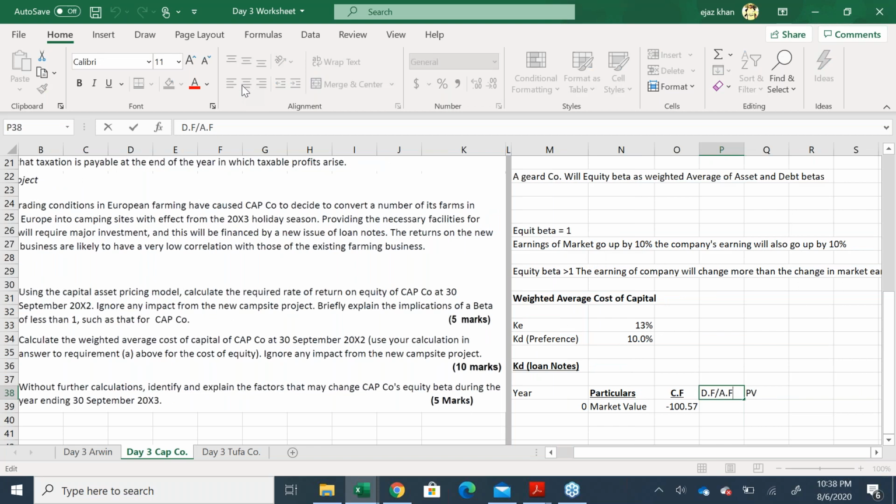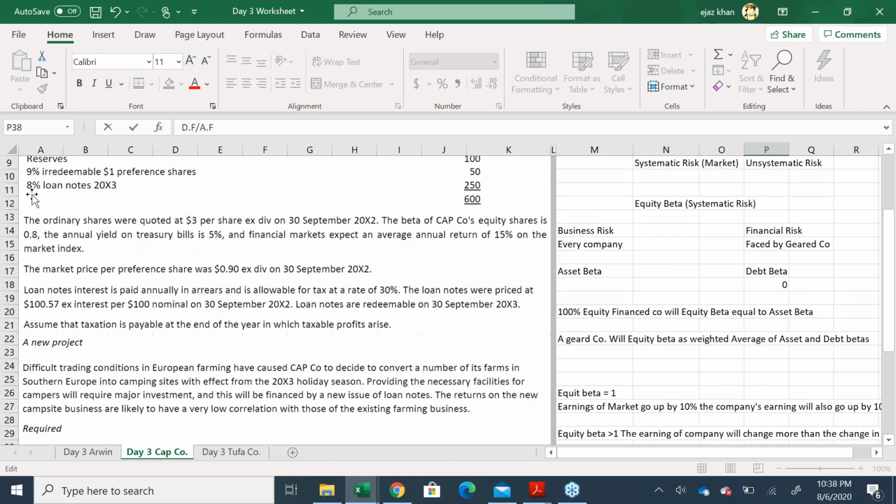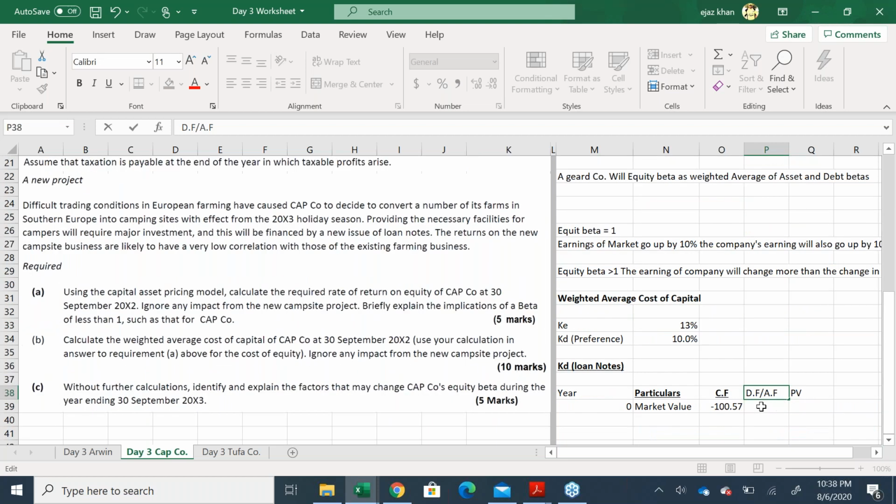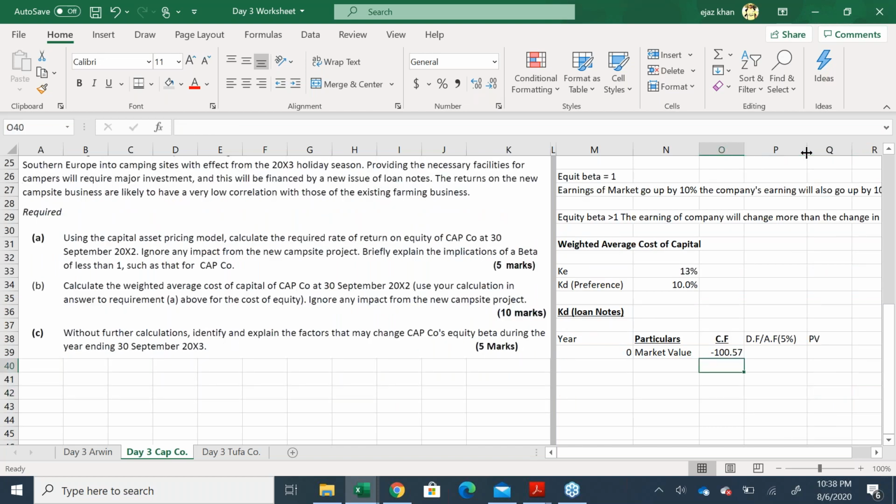Now for IRR, we need to assume two rates. And my suggestion to all of you is always assume one rate lower than the interest rate, that is 8%, and one rate should be higher than this 8%. So let us take 5% as the first rate, and then we will take a higher rate, let's say 10% as a second rate to calculate the IRR. Okay, since it's September 2002, and we are going to redeem it after 1 year, we only have 1 year. Otherwise, we would have written it as 1 to 2 or 1 to 3 or 1 to 4 years.